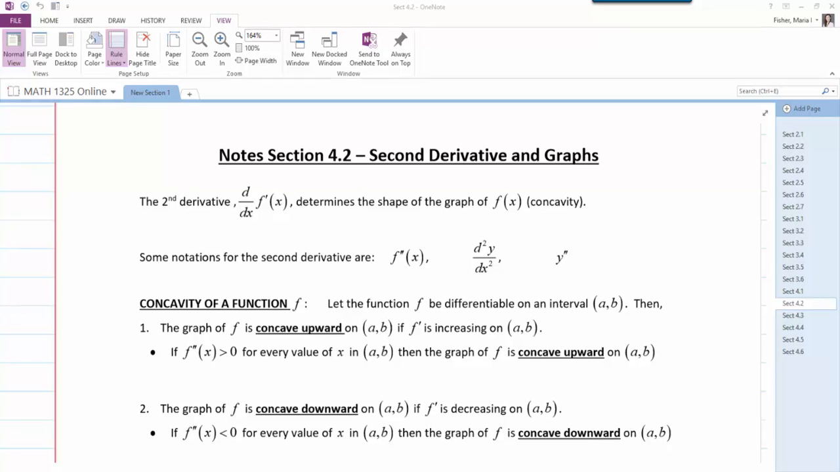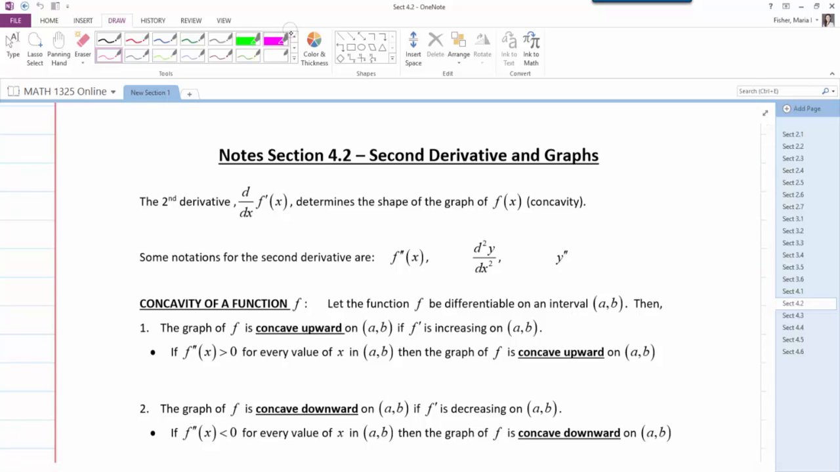Section 4.2 deals with the second derivative in graphs. Now recall in section 4.1 we saw that the first derivative will tell us where a function is increasing and decreasing. The second derivative of that function is going to talk to us about the concavity of a function. Now before we get to that, let's determine what the second derivative is.